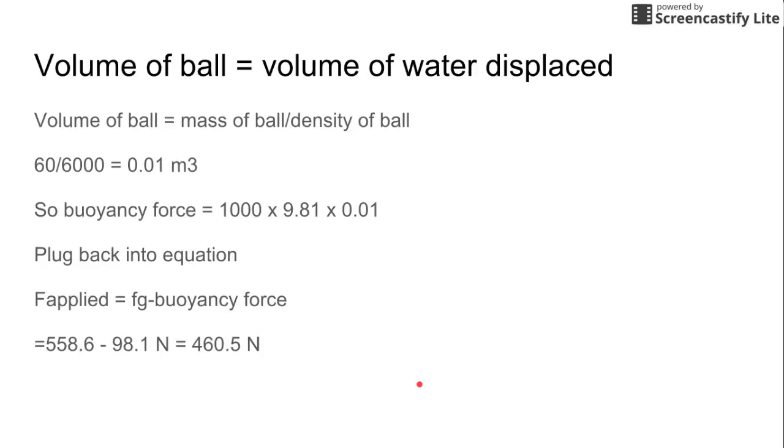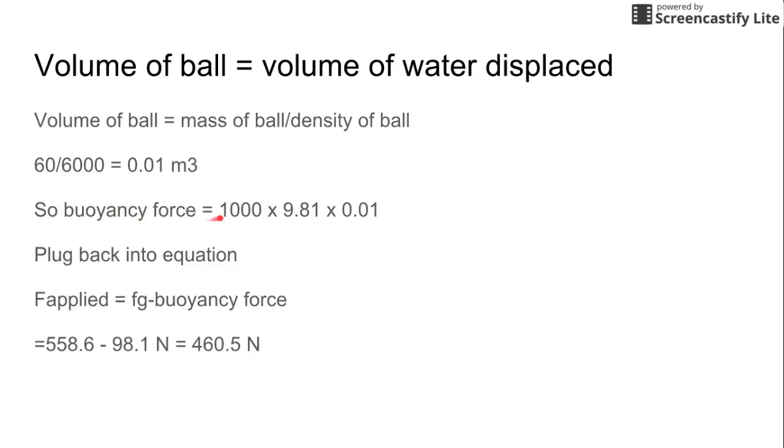So in other words, the volume of the ball is going to equal the mass of the ball divided by the density of the ball. Just rearranging that density equation for the ball. Density equals mass over volume, so volume equals mass over density. All right. That's also going to equal the volume of the water displaced, because the ball, as it's underwater, is going to raise that water level up the same volume that it's under the water. So the mass of the ball, recall, was 60 kilograms. The density of the ball was 6,000. So we get 0.01 cubic meters.